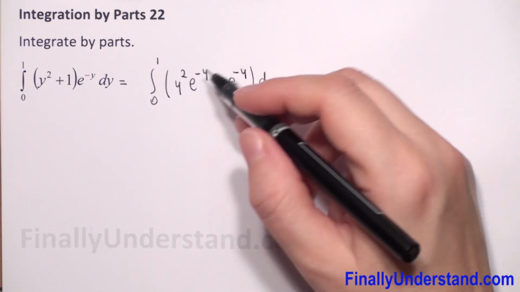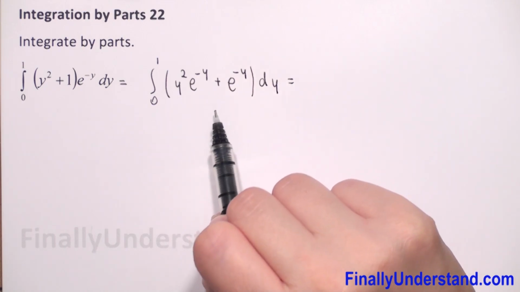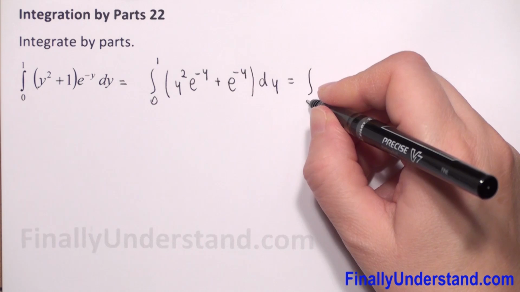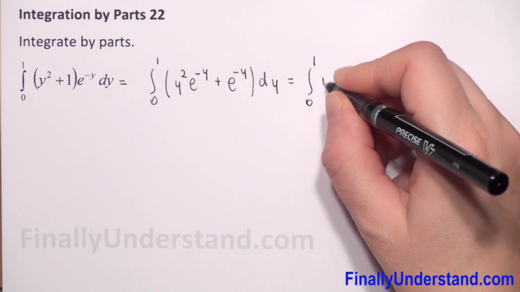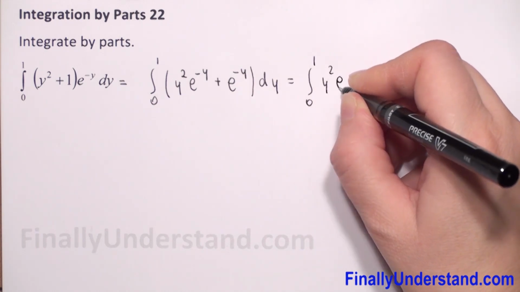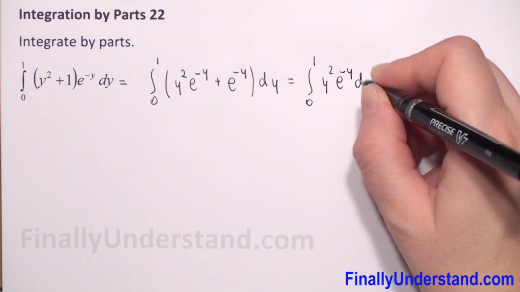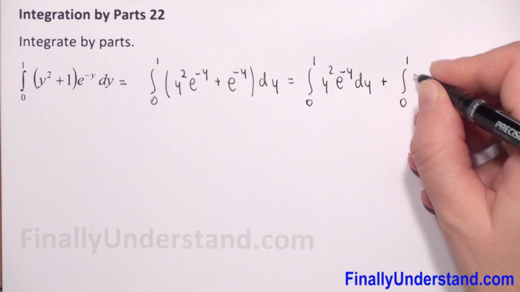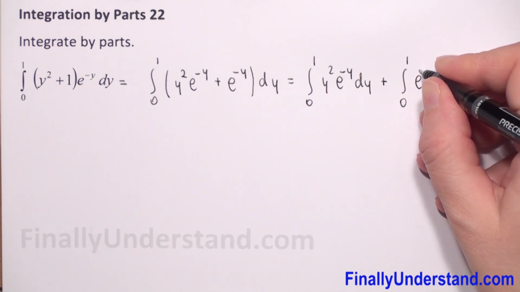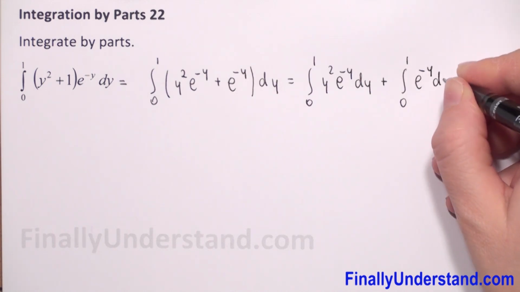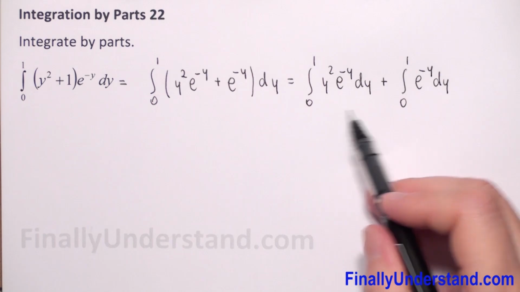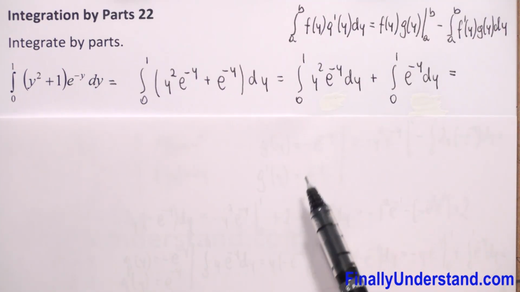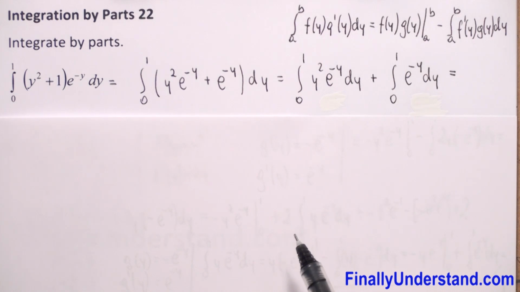This is equal. We have an integral of a sum, so we can rewrite this as a sum of integrals. We will have the integral from 0 to 1 of y squared e to the power negative y with respect to y, plus the integral from 0 to 1 of e to the power negative y with respect to y. We have to solve two integrals. To solve the first integral, we will use the integration by parts formula.